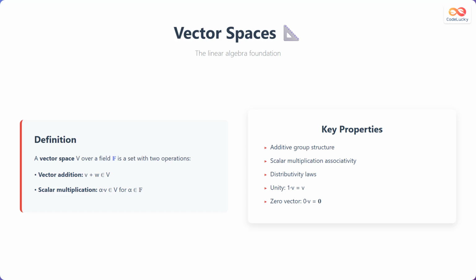In order to be classified as a vector space, a set V must satisfy several key properties. These include an additive group structure, meaning that vector addition must be associative, commutative, have an identity element which is the zero vector, and have inverse elements for each vector. Scalar multiplication must also be associative, and both operations must satisfy the distributive laws. Additionally, the unity property states that multiplying a vector by the scalar 1 results in the same vector, and multiplying a vector by the scalar 0 results in the zero vector.